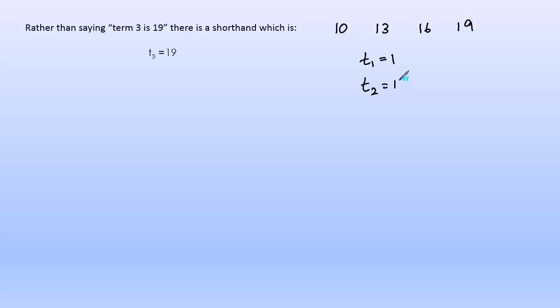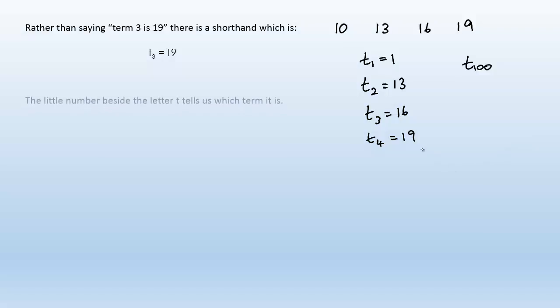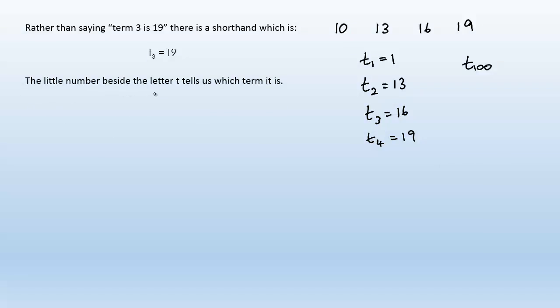T2 is 13. T3 is 16. T4 is 19. On this basis, the 100th term would be called T100. The little number beside the letter T tells us which term it is, and we've discussed that over here.